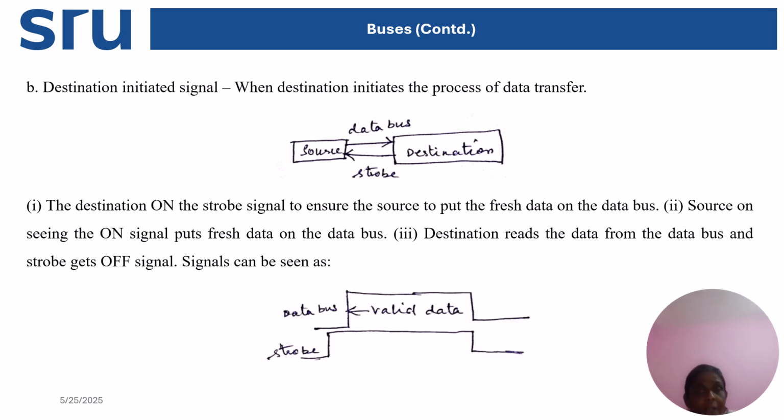First point, the destination turns on the strobe signal to ensure the source puts fresh data, that means valid data, on the data bus. Second one, the source, on seeing the on signal, is ready to put the fresh data on the data bus. And third step, the destination reads the data from the data bus and the strobe signal goes off. So it is readily available for the next source to destination data transfer.